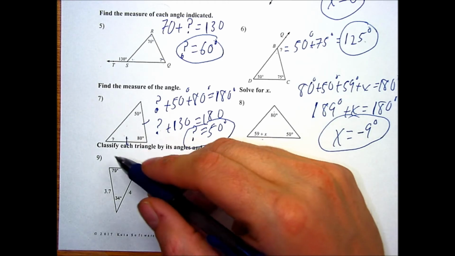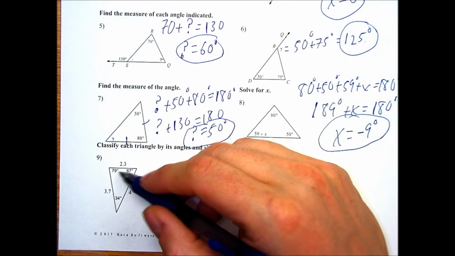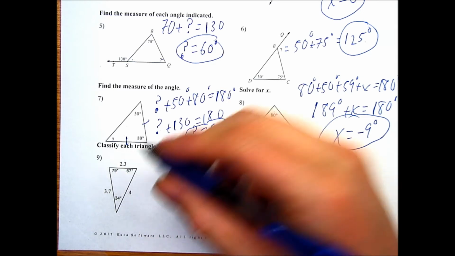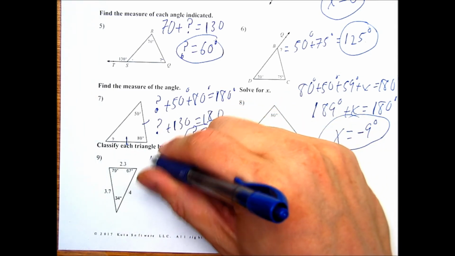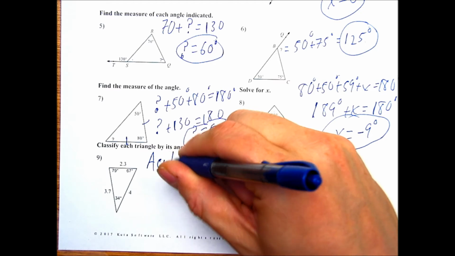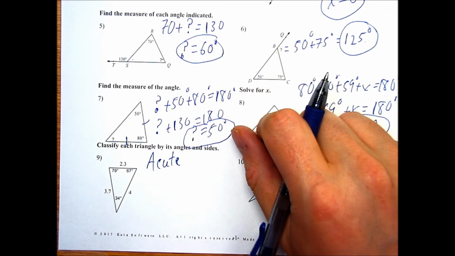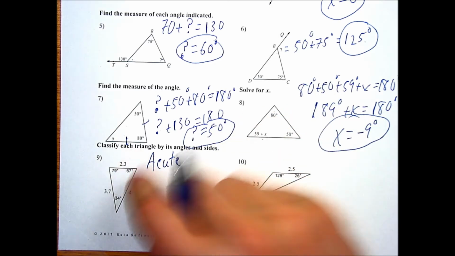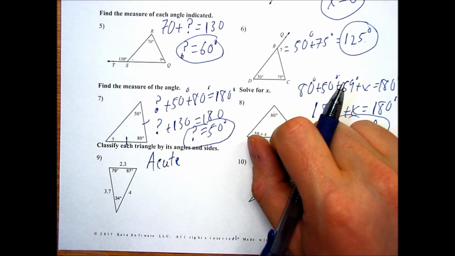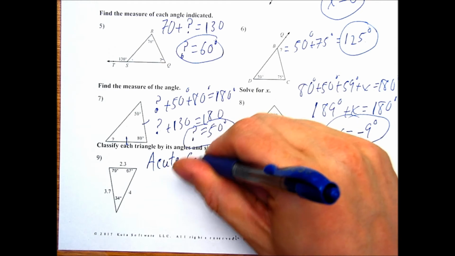Moving along. Question 9. All the angles are different, and they're all less than 90. So this is going to be an acute triangle. It's acute. It's cute, it's small. The sides are all different as well. Because the angles are different, the sides are all different. So this is scalene.